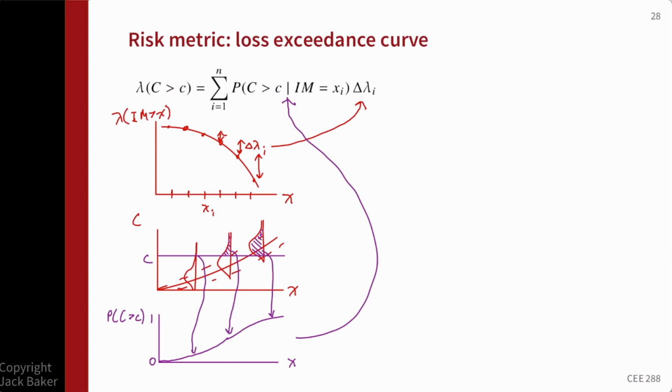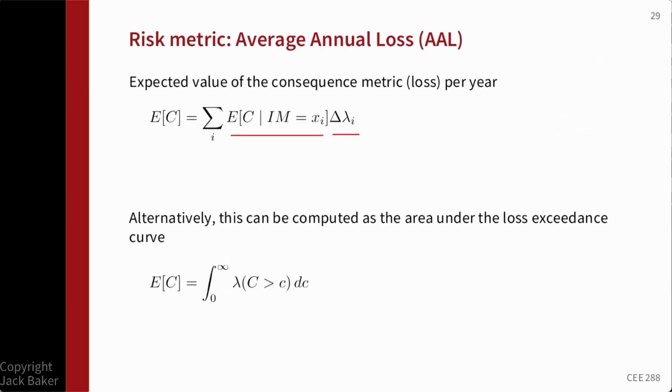That's the idea there. Okay, last metric is average annual loss. So here the idea is we're going to compute what's the expected value of the consequence metric per year. AAL is the common acronym, and loss is the number that gets put there. A lot of times that's economic loss when this is used. So I'll try to connect this to the more general consequence metric, but loss is the word that gets used in this metric very frequently.